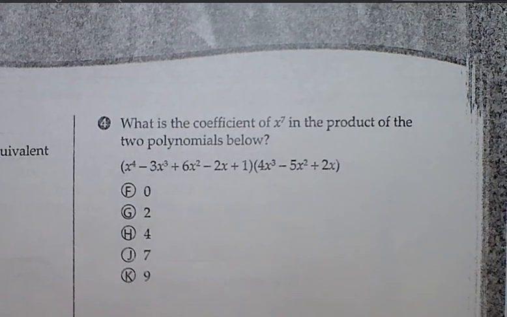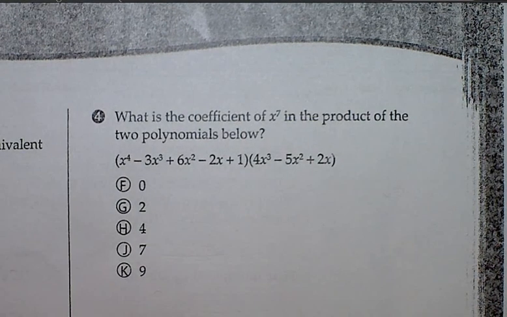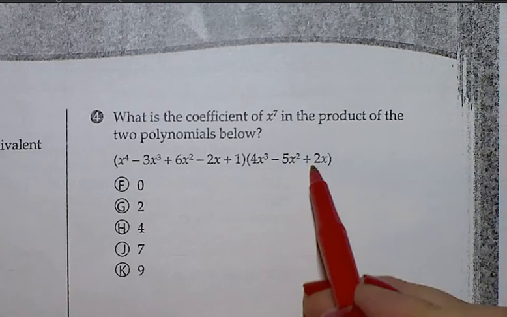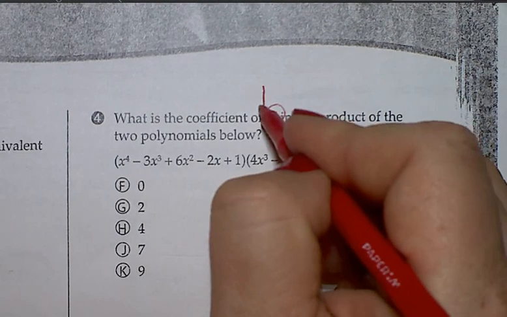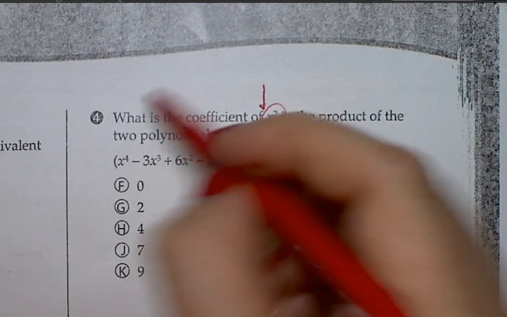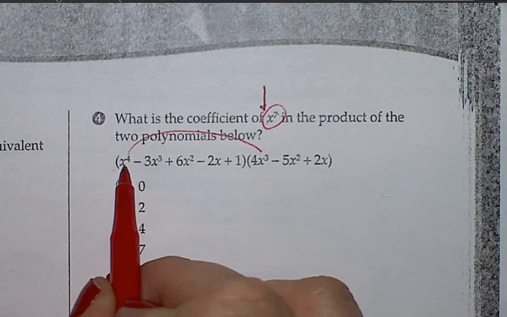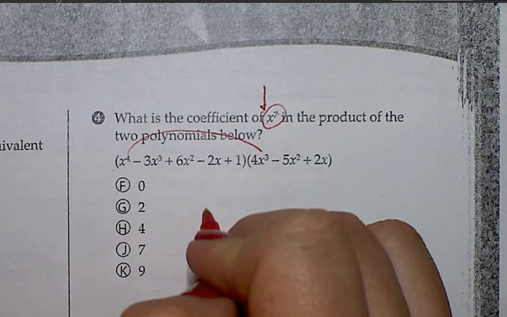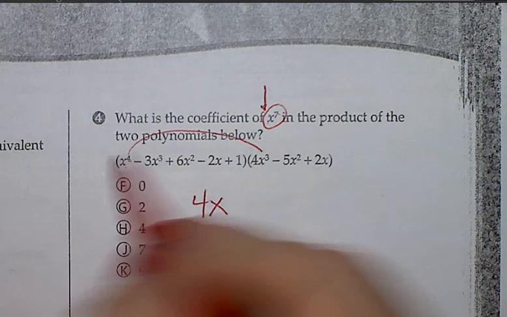Okay, number 4. What is the coefficient of x to the 7th in the product of two polynomials? So if you multiply these, we are only concerned with what is the number in front of x to the 7th. So if you FOIL here, you'd have 1x to the 4th times 4x to the 3rd, multiplying the coefficients to get 4 and adding the exponents to get x to the 7th.